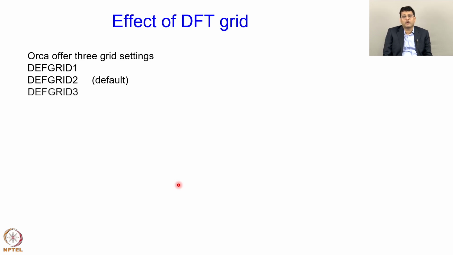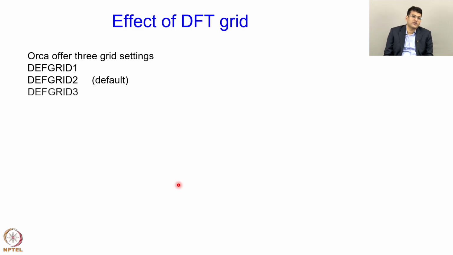In principle, it is possible to modify all these three grids by using appropriate keywords, but that is not at all recommended. In ORCA, the default grid is DefGrid2, which in most cases gives a very good answer. If you want to use a tighter grid, you can use DefGrid3, and if you want to use slightly smaller grids, then you can use DefGrid1. Remember, the larger the grid setting I use, as I go from 1 to 3, my energies become much more accurate, but my computation cost is increasing.